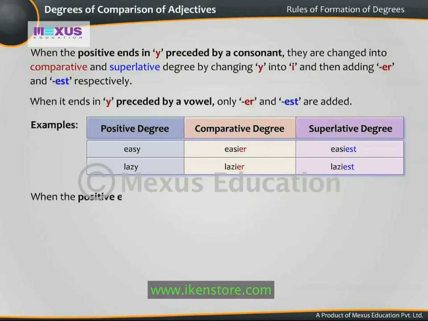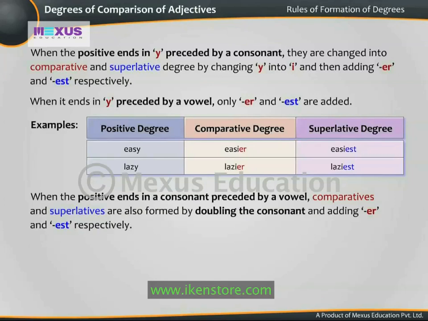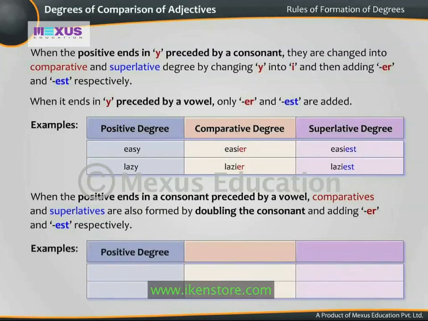When the positive ends in a consonant preceded by a vowel, comparatives and superlatives are also formed by doubling the consonant and adding er and est respectively. Here are some examples.